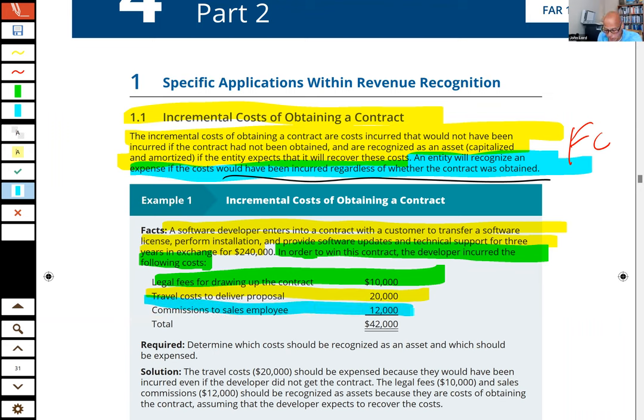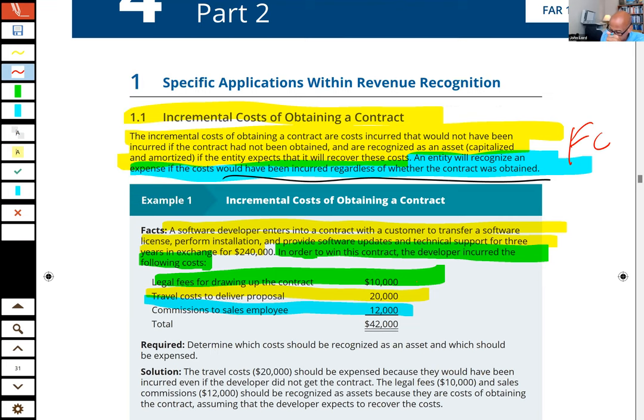Now, when you take a look at this, you're not going to pay the legal fees to draw up the contract unless you actually have the contract. So that cost can be capitalized. Travel cost to deliver the proposal. Well, look, even if the person said, sorry, I don't like that deal, I'm not going to go into contract with you, those costs would have been incurred. So those should be expensed. Commission, of course, is only paid to the employee if they actually have the sale.